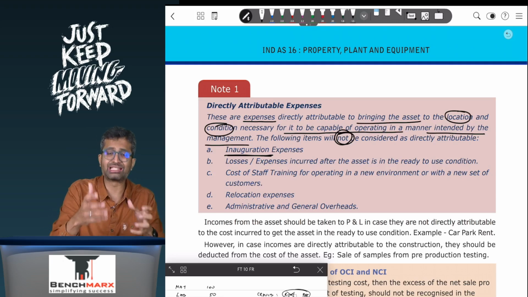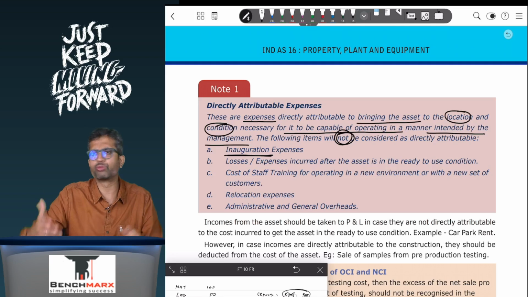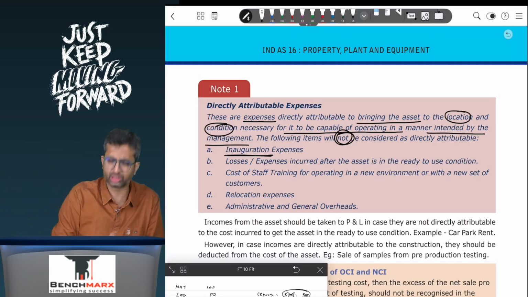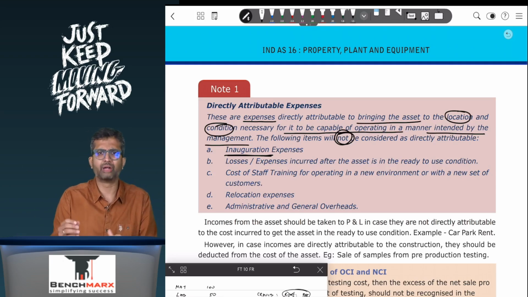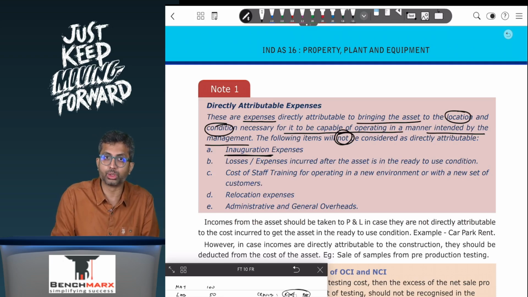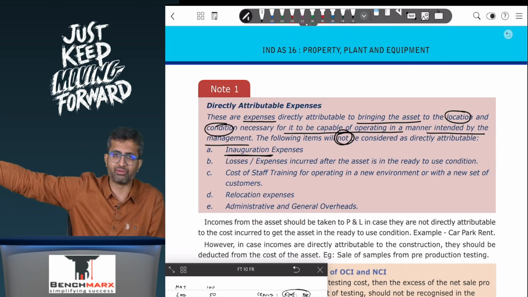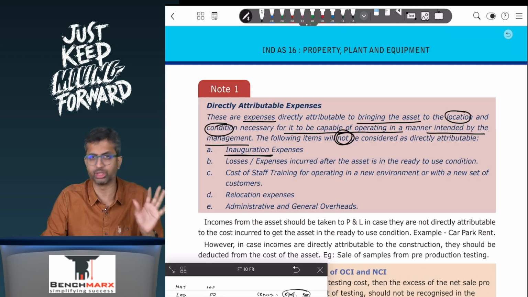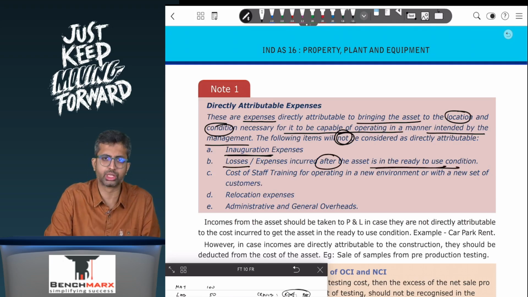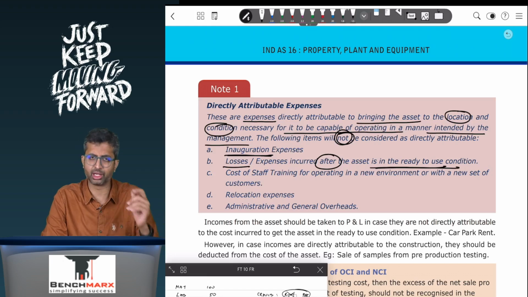Let us say your asset becomes ready to use, but you have not used it for the next 3 months. Why? For whatever reasons. Let's say there is no good auspicious time, or let us say you fall ill and you are unable to use it. The asset is ready for use. You use it or not is secondary, and hence put to use is not relevant anywhere. Ready to use is what is going to be relevant. Second, losses or expenses incurred after the asset is in the ready to use condition will never be capitalized.